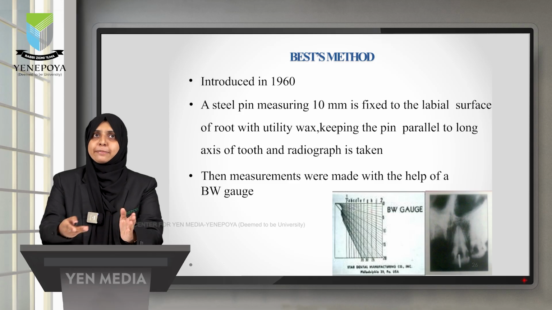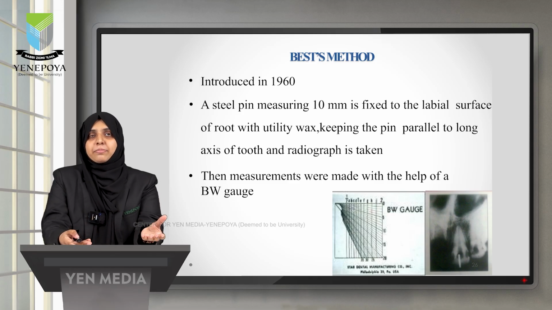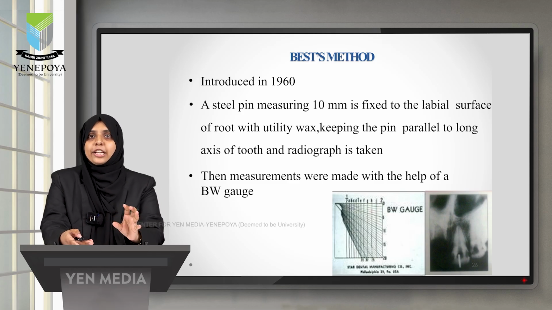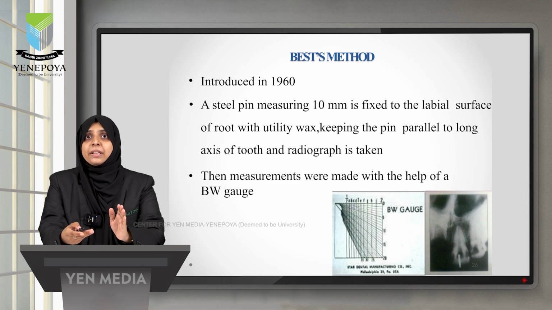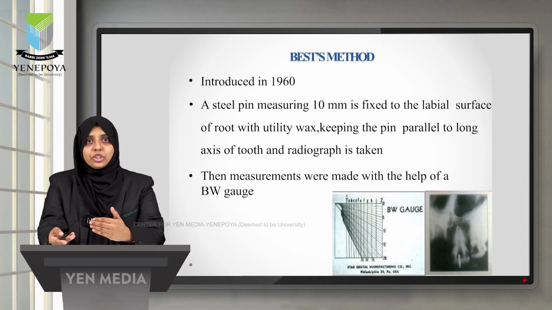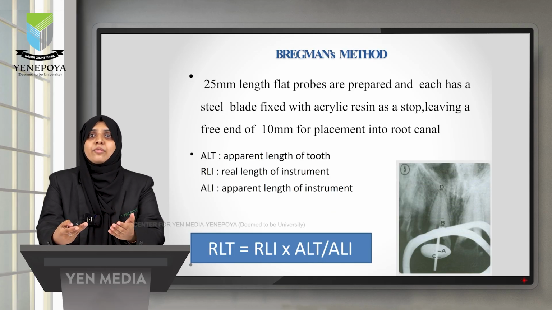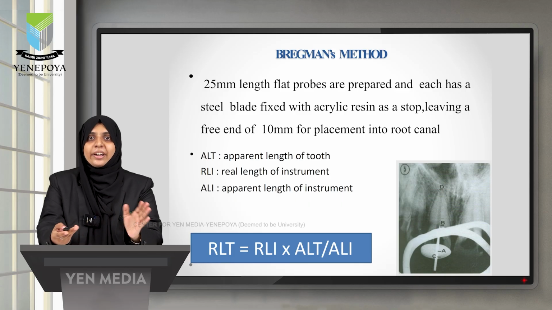Now coming to the various methods, as I said, the Best method. Here in Best method, a steel pin measuring about 10 millimeter is fixed onto the labial surface of the root with the help of a utility wax, and then, keeping this pin parallel to the long axis of the tooth, one radiograph is taken, after which the measurements are done with the help of a BW gauge. In case of Bregman's method, they have used 25 millimeter length flat probes, and each has a steel blade fixed with an acrylic resin as a stop.